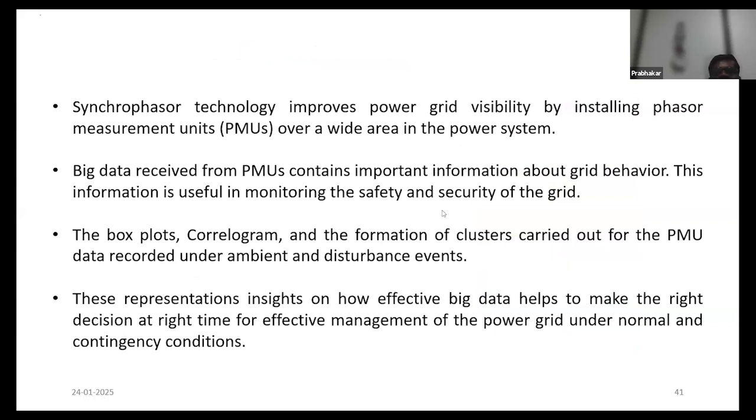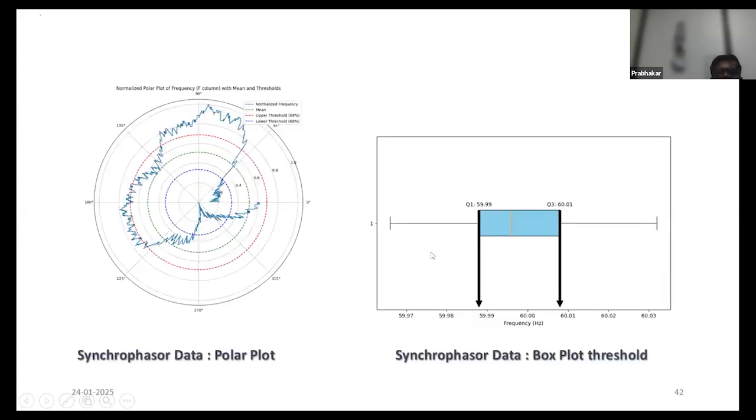There are different ways of representing the PMU data in the output form, like box plots, parallelograms, and the formation of clusters carried out for the PMU data recorded. So that's also another interesting one. These polar plots are also used when some disturbance happens on the system, and that should be readable from the PMU data. So you can see, based on the system frequency, this polar plot is very much useful.